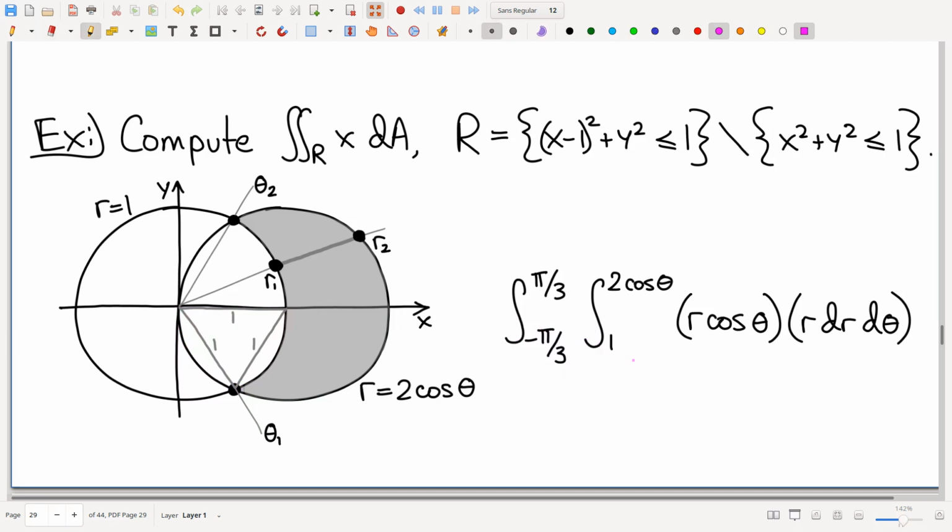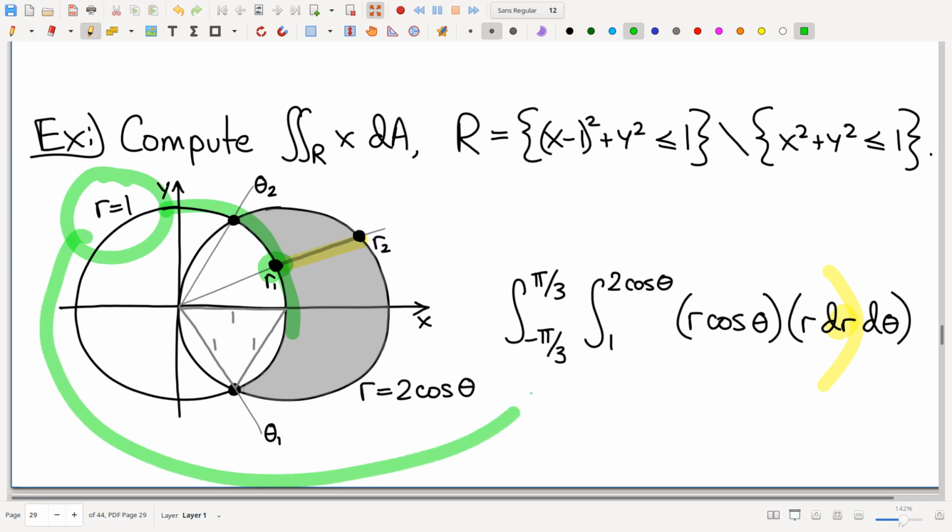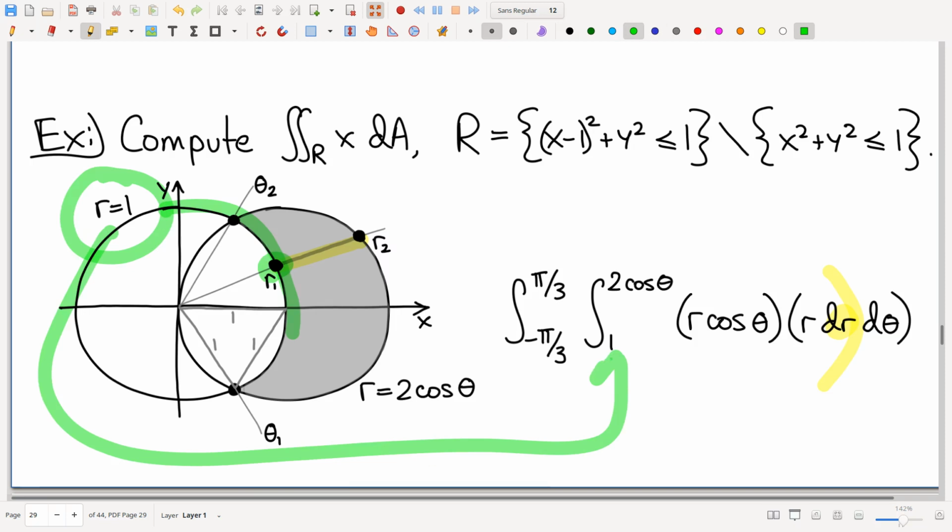Now, of course, we've got to think about our r bounds. What does r do? Well, r on a given θ slice is going to start at this point, which is on that curve, which has that equation, which gives us our starting value of r. Our r slicing ends at that point on this curve that has this equation.